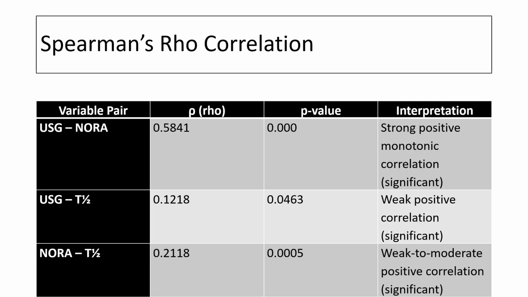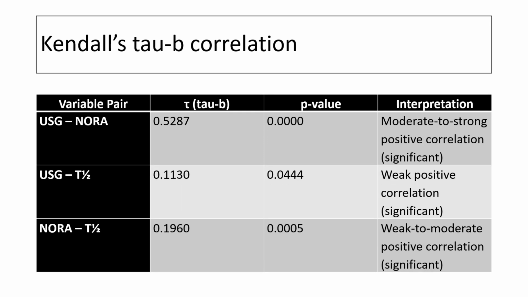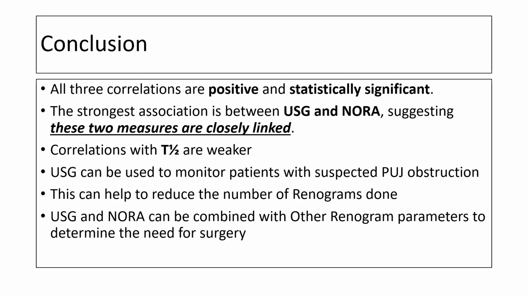When we apply the Spearman's Rho correlation, it's seen that sonography and NORA are having a strong positive monotonic correlation, which is not present when we compare the ultrasonography results with T-half. Likewise, the Kendall-Tau correlation also finds sonography and NORA to have a strong positive correlation, which is not found in the other two parameters. So, in conclusion, all three correlations are positive and statistically significant.